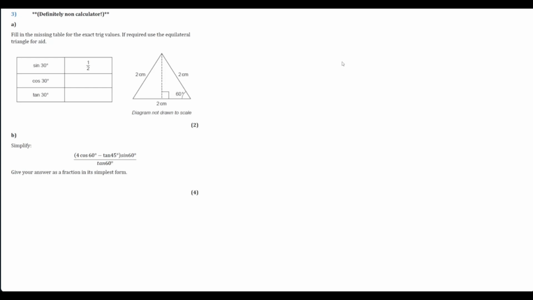Done. Question number 3. This is an exact trig values question. I would put the effort into learning the table of the exact trig values, as it really will help you boost your marks in these types of questions. Filling in a missing table for the exact trig values. If required, use the equilateral triangle for aid. So this equilateral triangle is actually very, very helpful, especially if you have not learned the table.